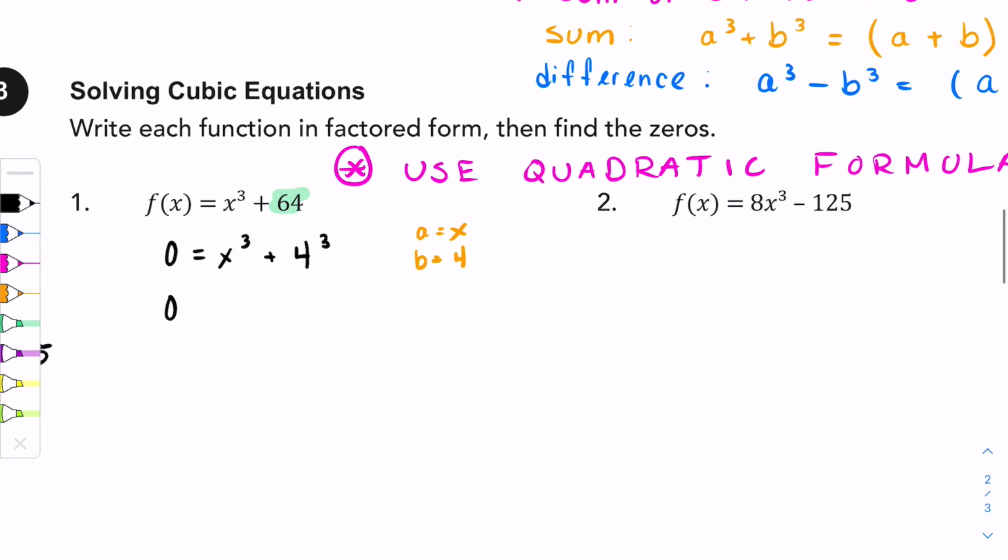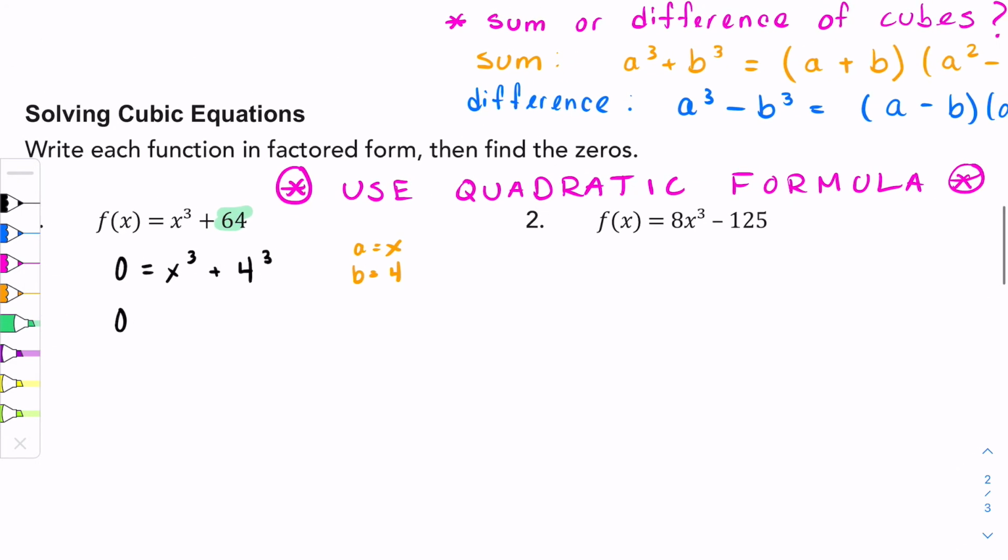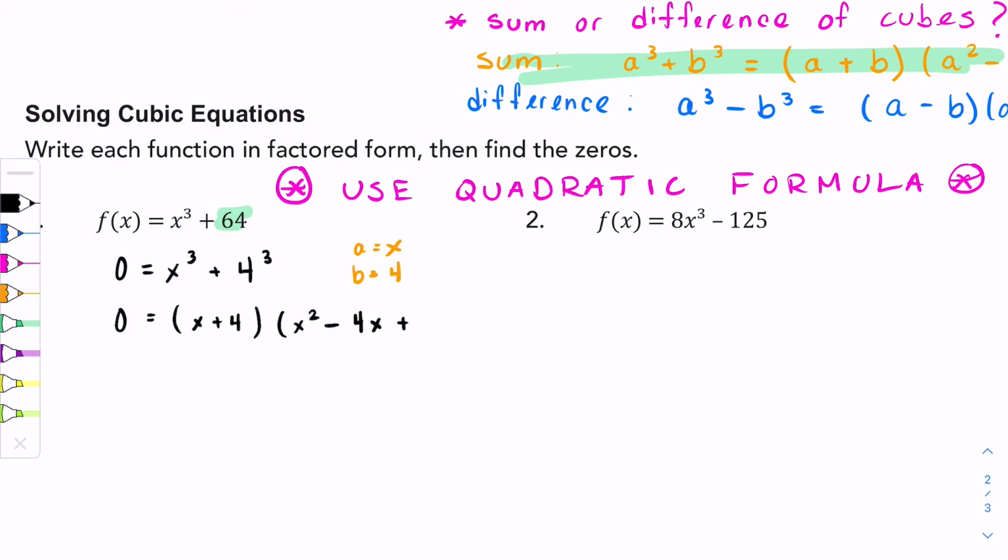When I factor this up here, I'm following the sum of cubes. So you're following this right here. All right, if we're following sum of cubes, this is going to factor to x plus 4 multiplied by x squared plus x times 4, or 4x. I'm sorry, that should be subtraction. And then plus b squared, which is 4 squared, or 16.